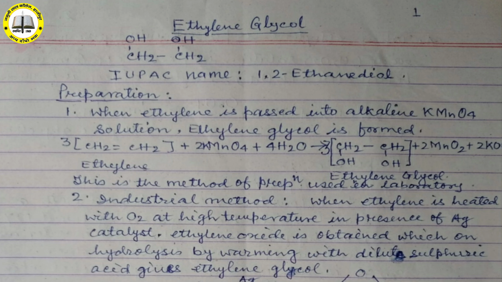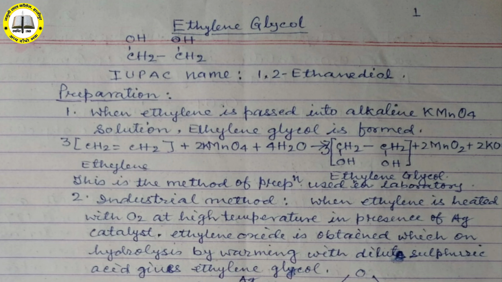First we discuss the preparation of ethylene glycol. There are 4 methods which we are going to discuss for the preparation of ethylene glycol. First method is preparation of ethylene glycol in the laboratory. That is the laboratory method for the preparation of ethylene glycol.